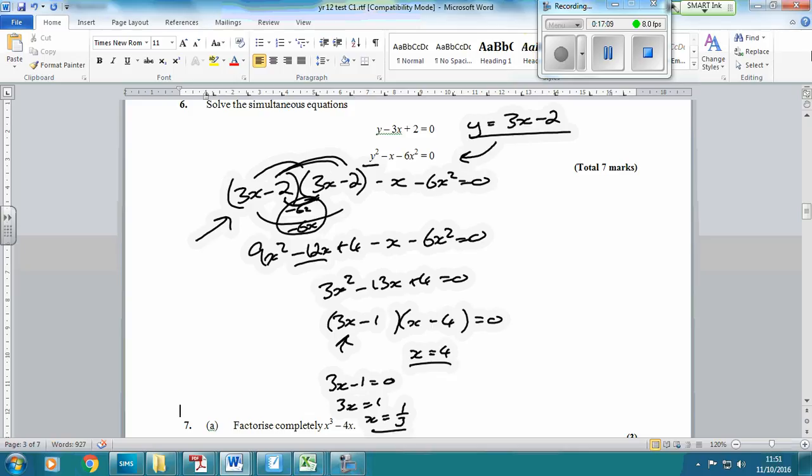So then once I've got the x coordinates, I need to find out what the y coordinates are. And I know up here, it tells us that my y coordinate is 3 lots of my x coordinate, take away 2. So if x equals 4, 3 lots of that take away 2, it's going to be 10. If x equals 1/3, 3 lots of that is 1, take away 2, and y equals minus 1. Again, being able to do that is worth a fair bit. It's worth 7 marks, which is almost 10% of your grade.